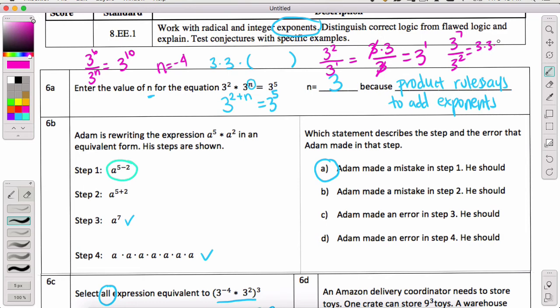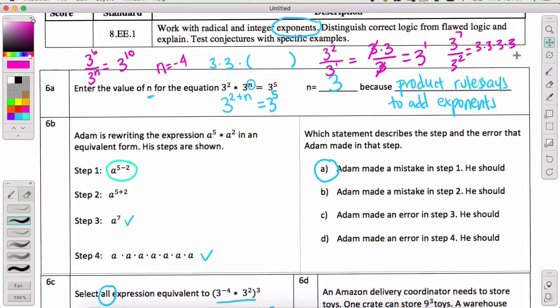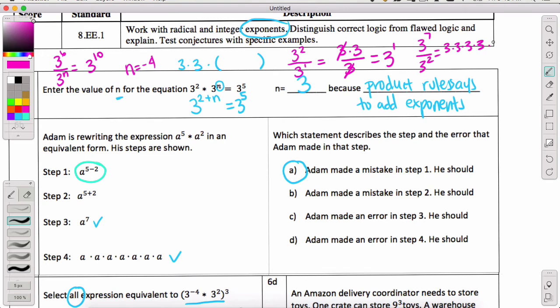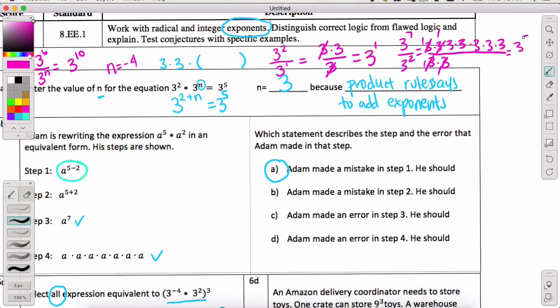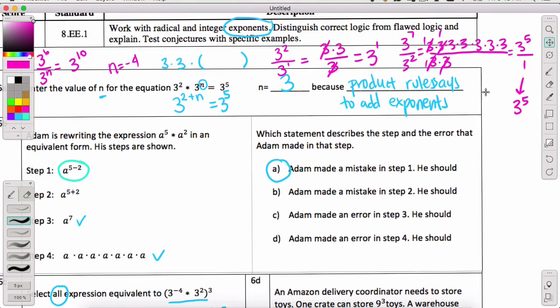1, 2, 3, 4, 5, 6, 7, and 3 times 3. What's 3 divided by 3? It's 1. What's 3 divided by 3? It's 1. We're left with 1, 2, 3, 4, 5. So we have 3 to the 5th over 1 times 1 is just 1. And then 3 to the 5th over 1 is just 3 to the 5th. So that's the quotient property with exponents.